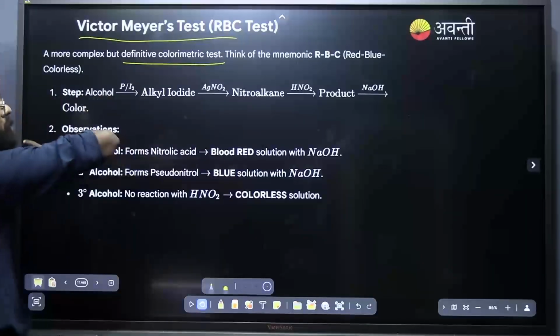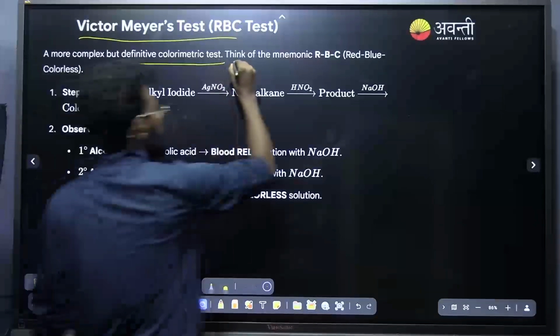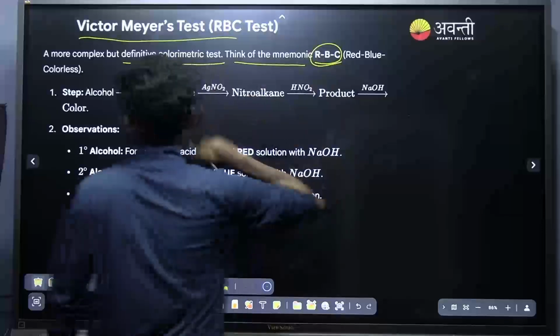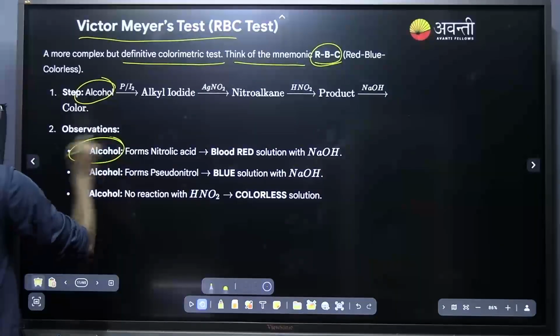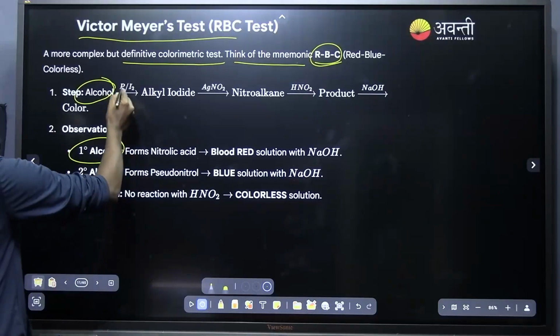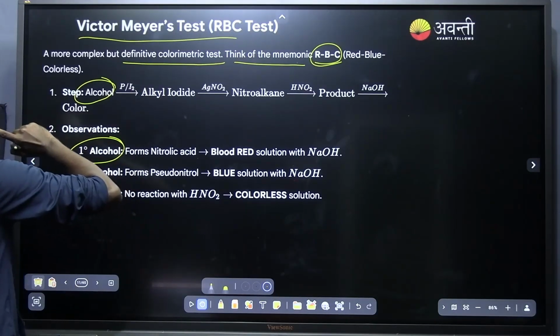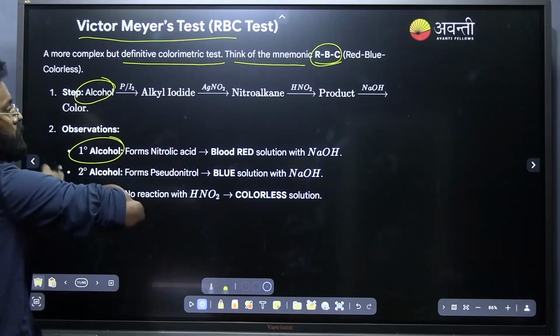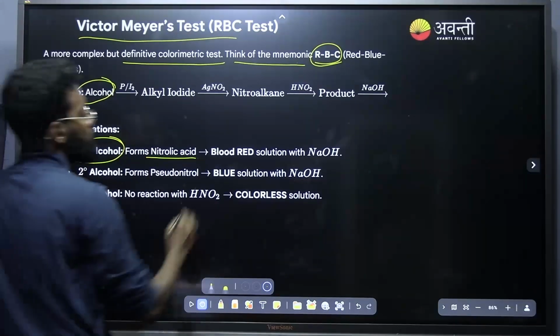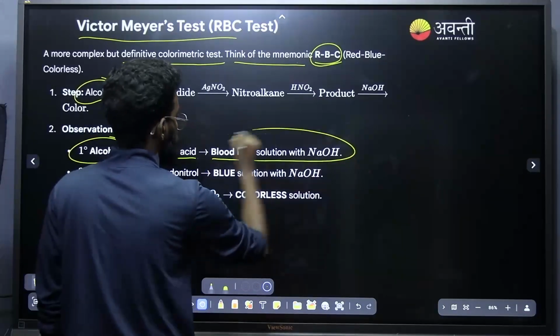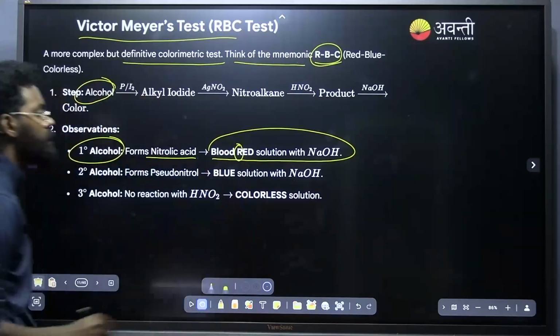And how can we easily remember this Victor-Mayer test? Think of the mnemonic RBC. That is primary alcohol. If it is a primary alcohol, on treating with potassium iodide, AgNO2 and HNO2, what will I get? I will get a nitrolic acid, which will form a red solution, that is red color, with NaOH.